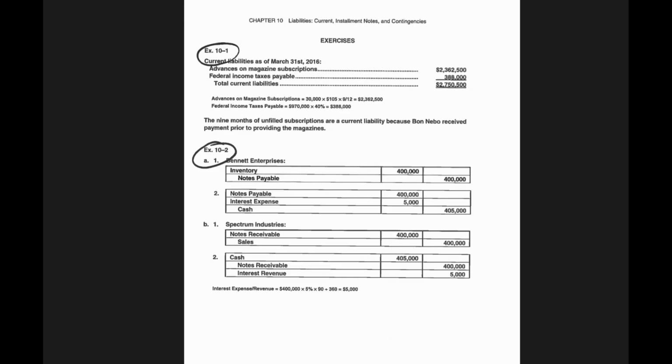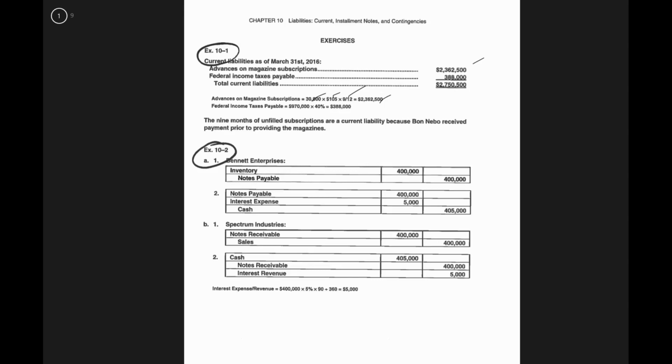So when we look at the subscriptions here, we've got 30,000 annual subscriptions at $105. 3 of those 12 months have expired, so we got 9/12s. So we have $2,362,500 in our current liabilities.